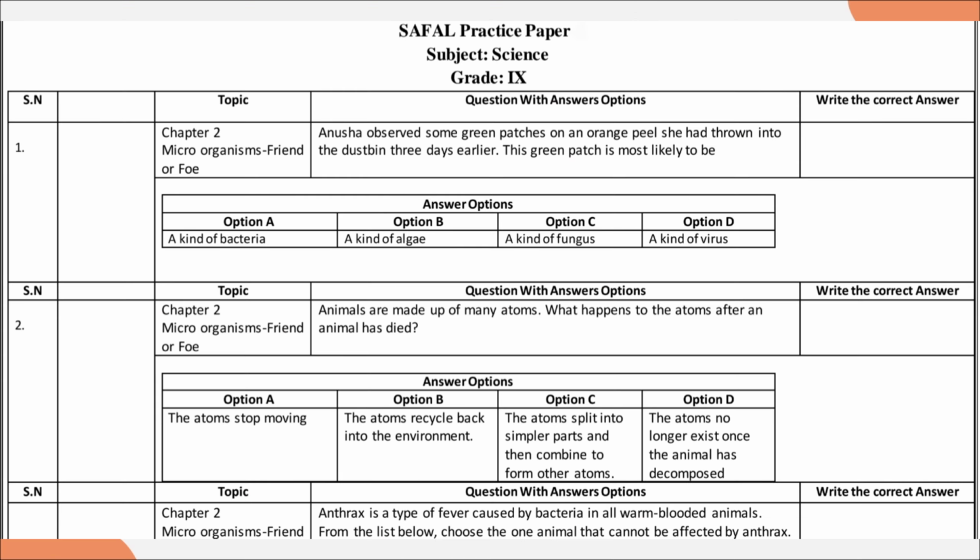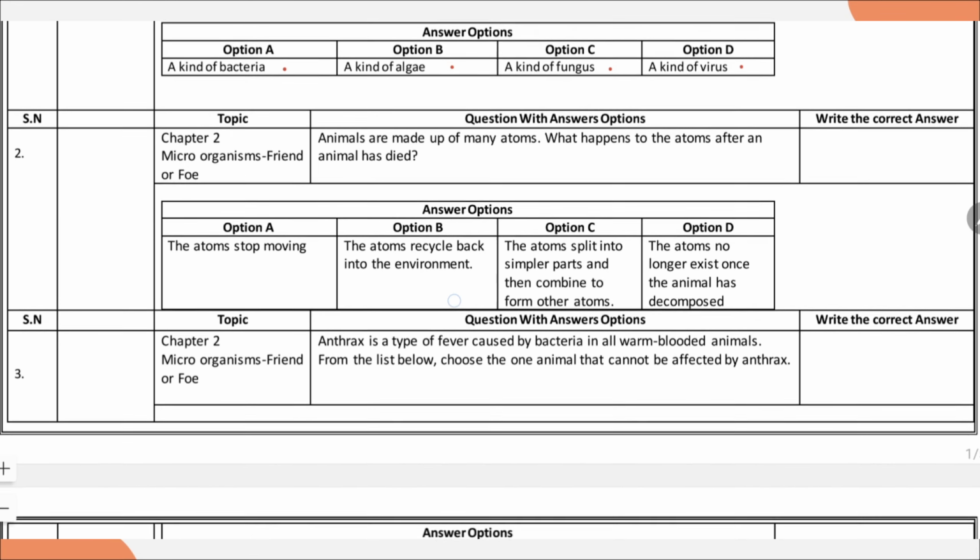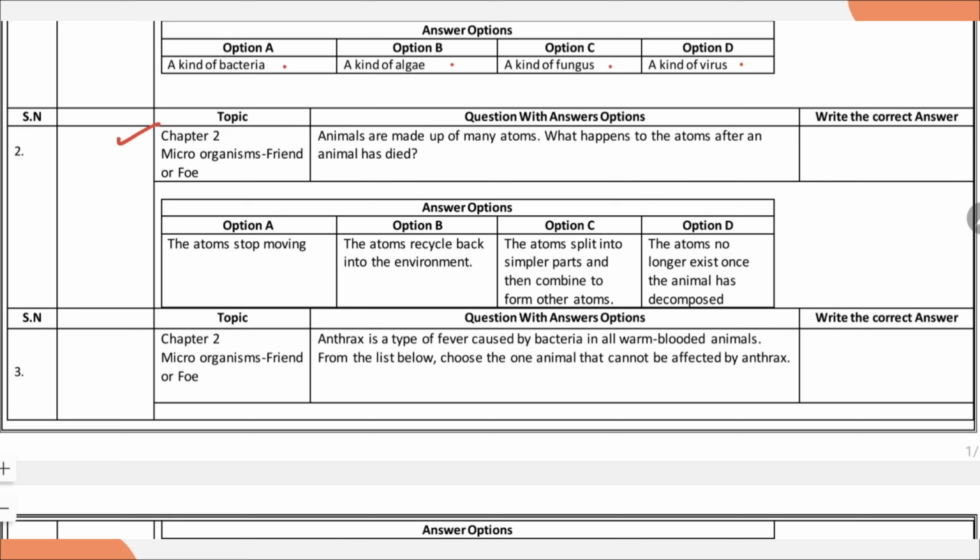So the first question is from the chapter Microorganisms: Friend and Foe. Question: Anushka observed some green patches on an orange peel she had thrown into the dustbin 3 days earlier. This green patch is most likely to be. Your options are a kind of bacteria, a kind of algae, a kind of fungus, and a kind of virus.